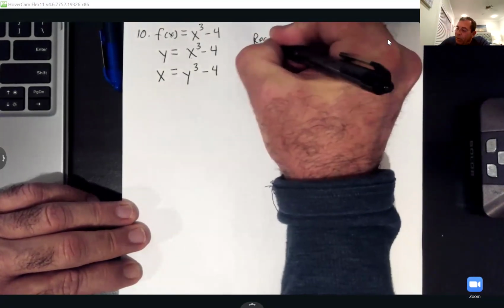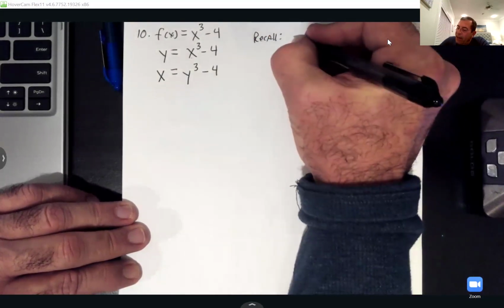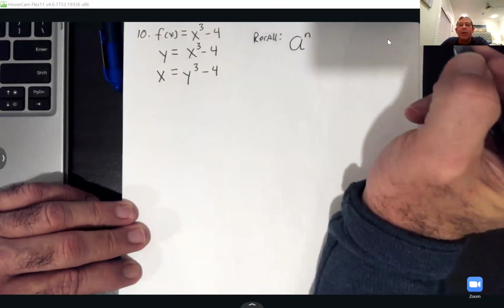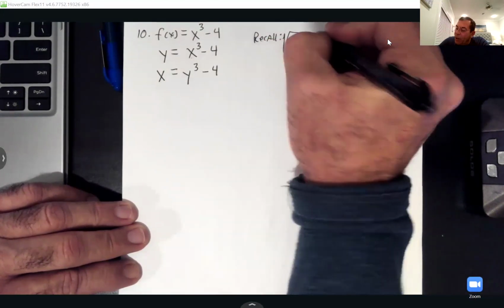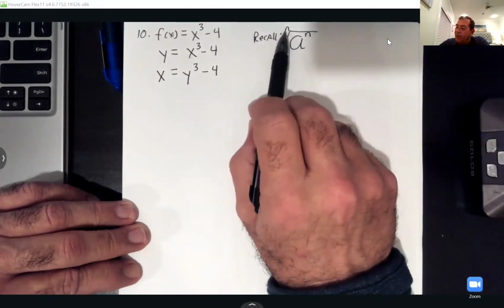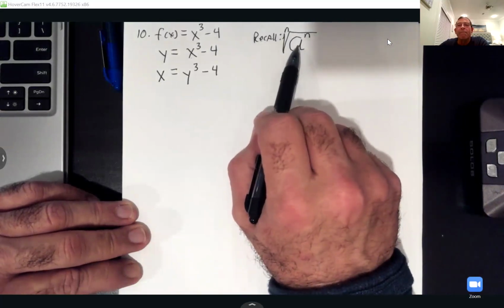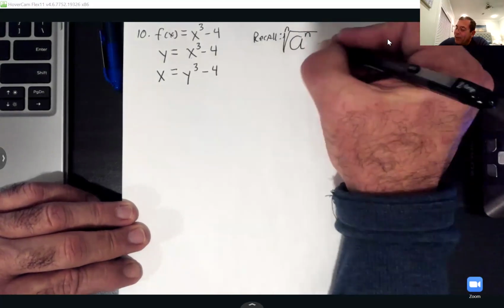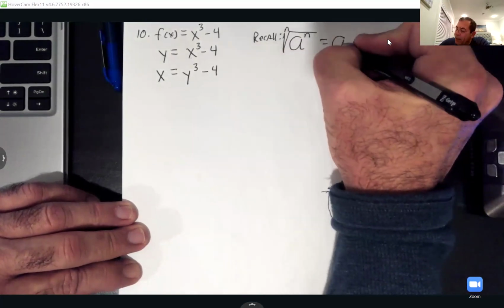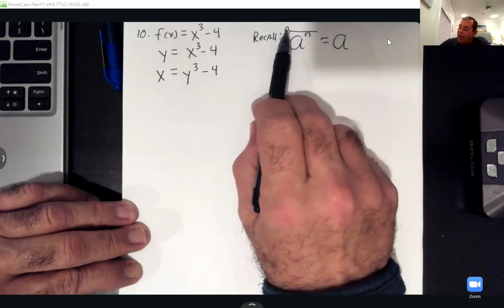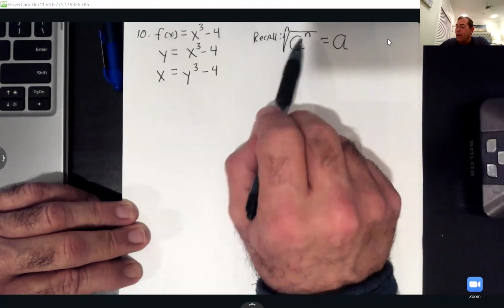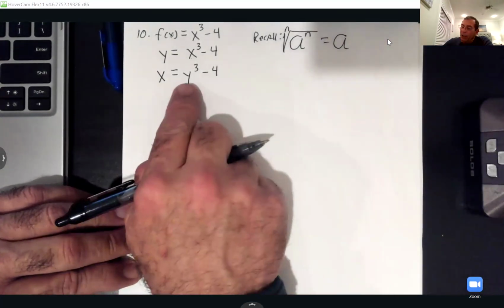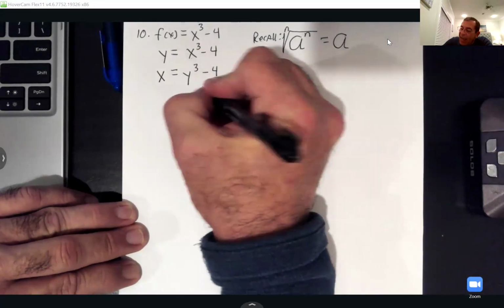So just recall, if I take the root of a variable to an exponent and the exponent matches the index of that radical, these cancel, leaving the a. So I can raise radicals to exponents to get rid of the radicals. I can take roots of exponents to get rid of those roots, okay? So we're going to get y to the third by itself by adding 4 here.